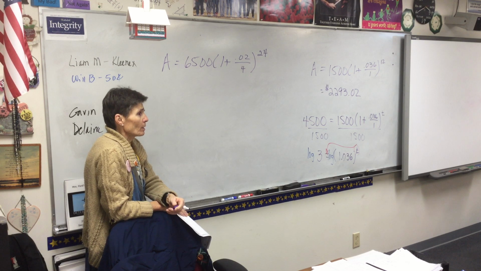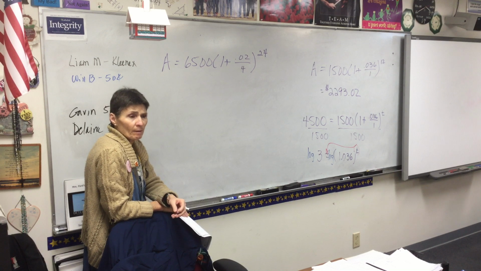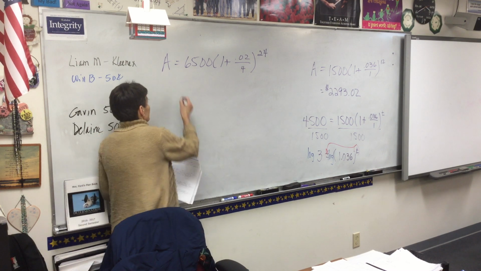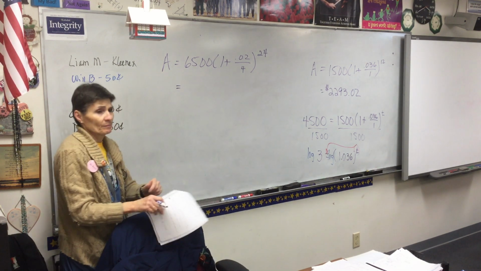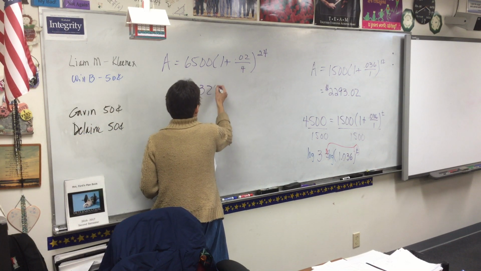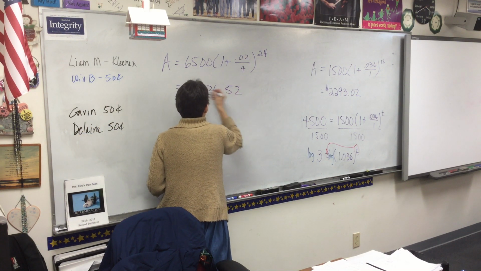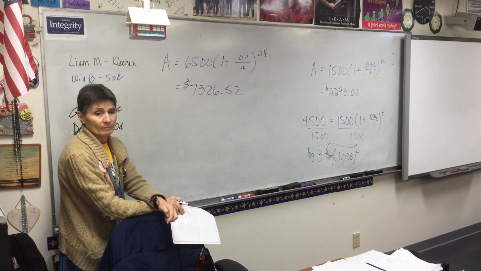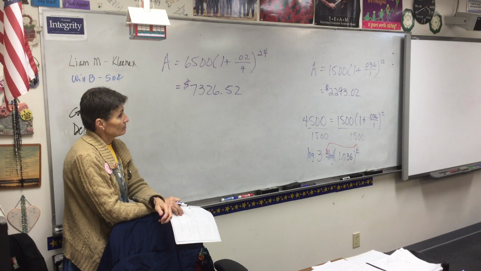Where'd that 24 come from? 6 times 4. We're compounding 4 times a year for 6 years. All right, so what'd you come up with? 7,326.52. Somebody agree with Sam? I didn't type it in. Quarterly.